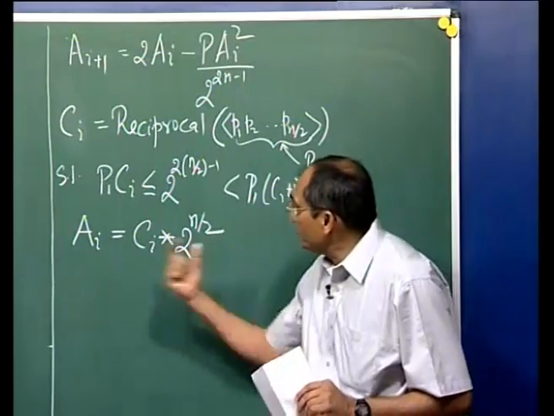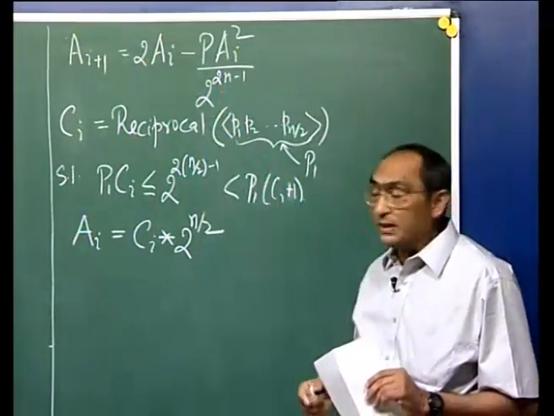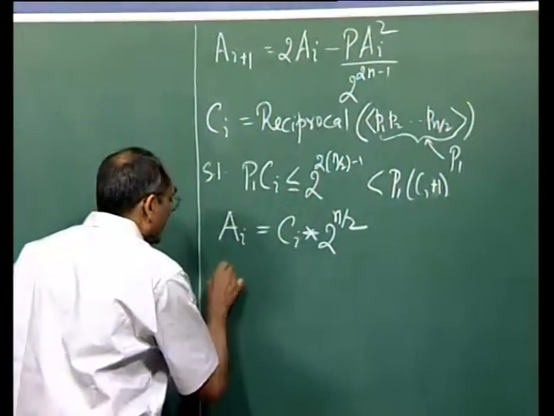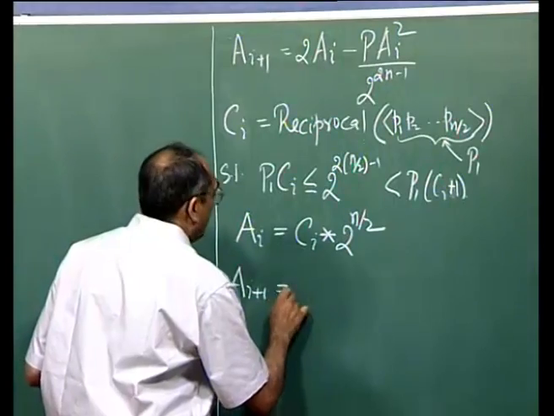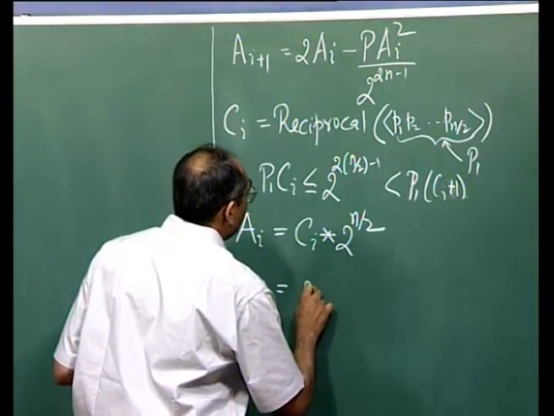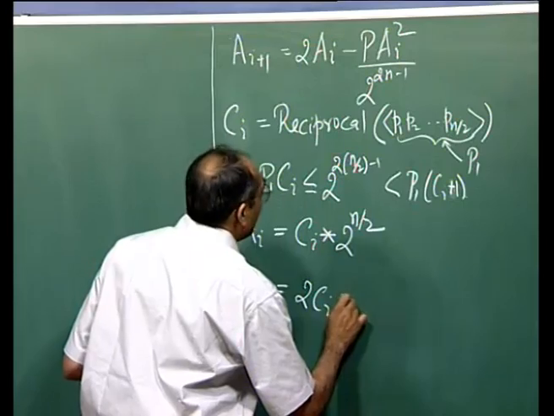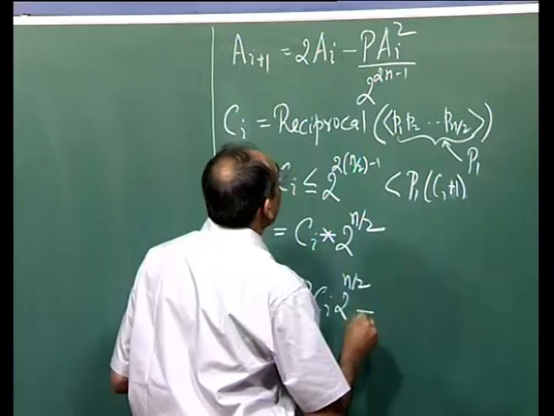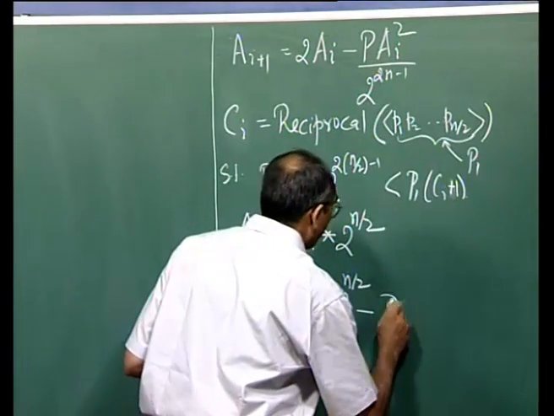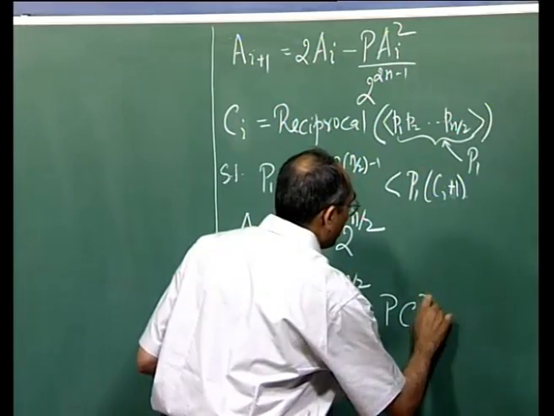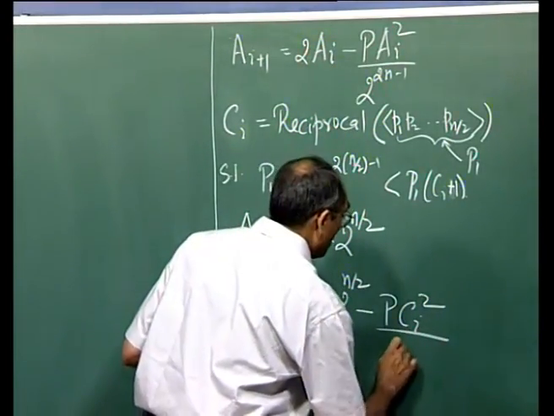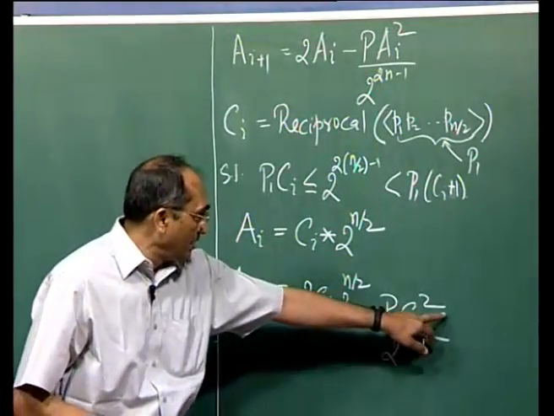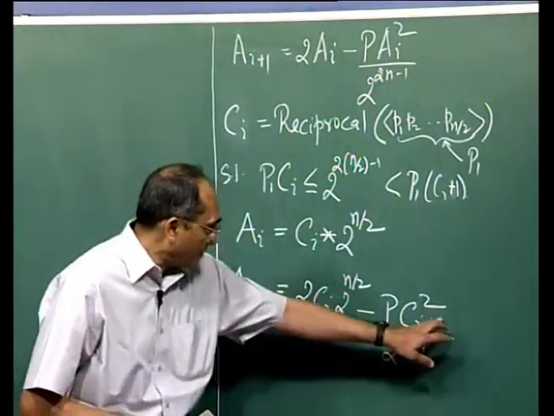Now let us try to plug in the value of this a I in this expression. We are going to get a I plus 1 as 2 c I to power n by 2 minus P c I square over 2 power n minus 1. One n will be cancelled by the extra 2 power n by 2 square, which is 2 power n.